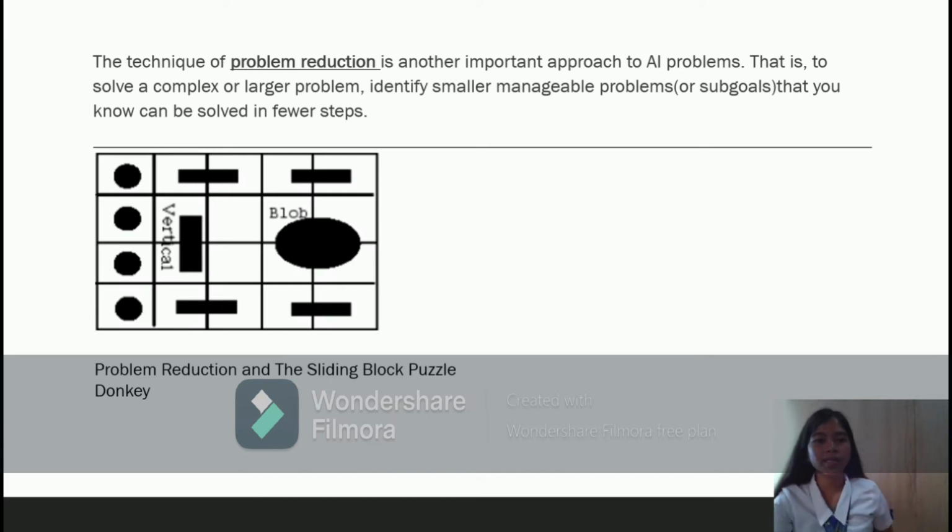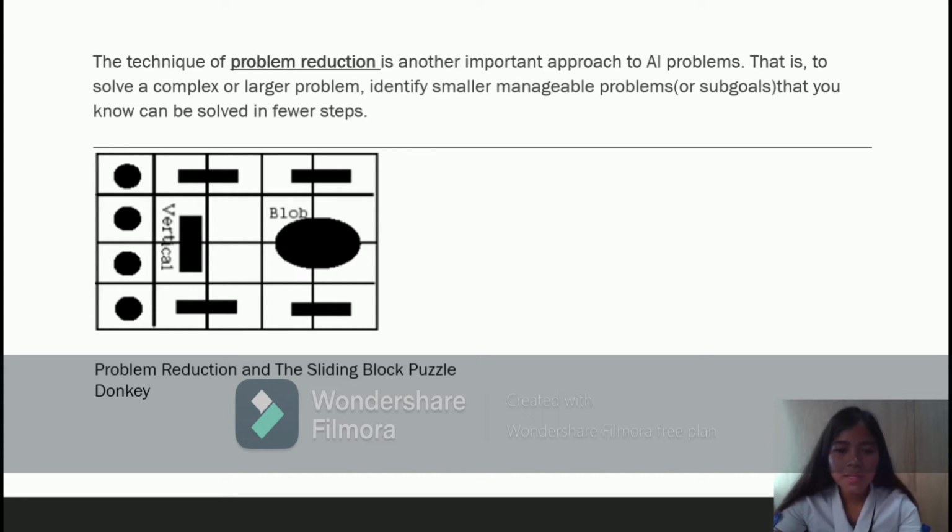So next is problem reduction. The technique of problem reduction is another important approach to AI problems. That is, to solve a complex or larger problem, identify smaller manageable problems or sub-goals that you know can be solved in fewer steps. This is the figure of problem reduction in the sliding block puzzle Donkey. This sliding block puzzle has been known for over 100 years. The object is to bypass the vertical bar with the blob and place the blob on the other side of the vertical bar.